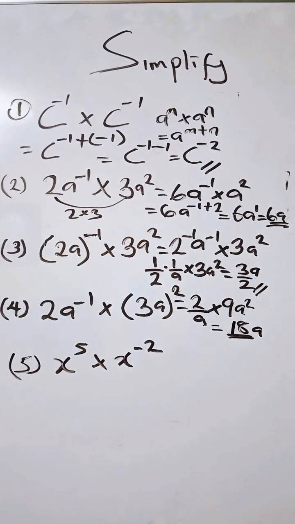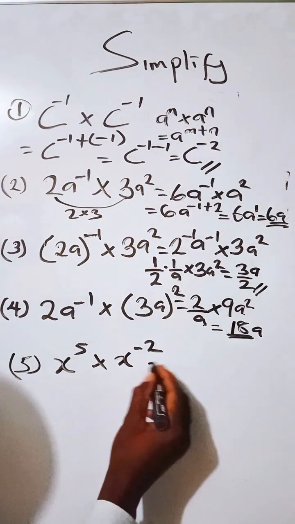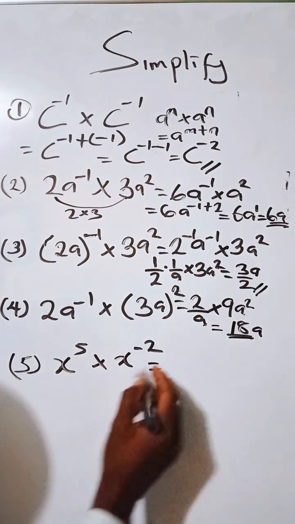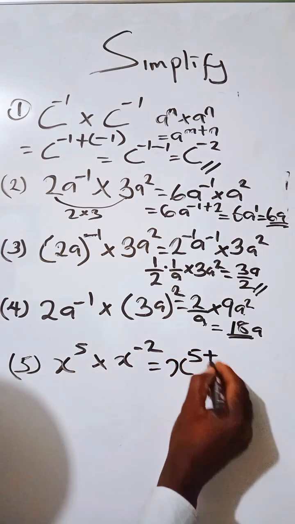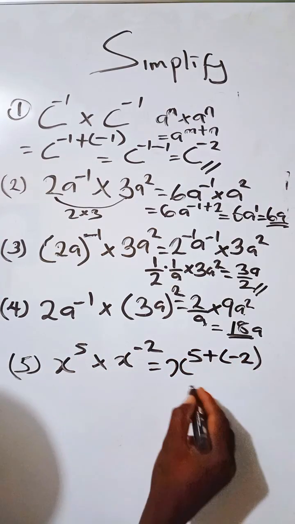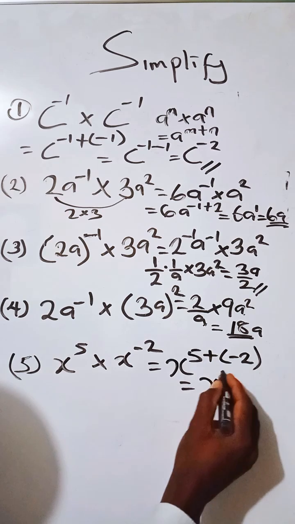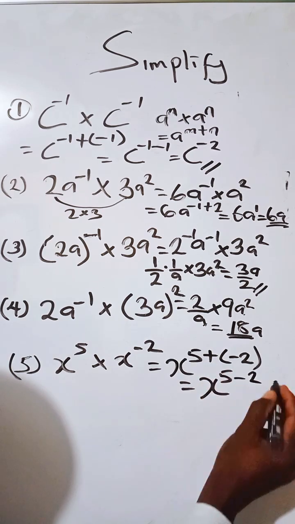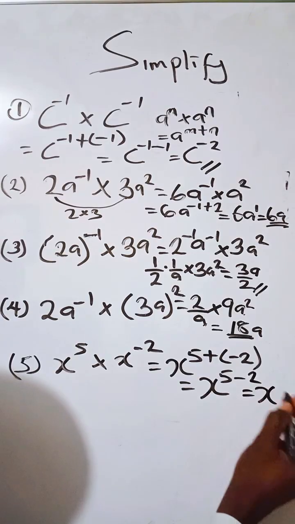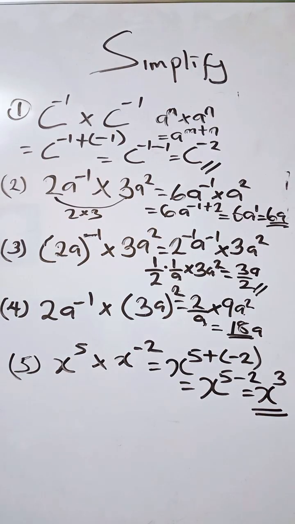For number 5, we cut one out of the base and add up the power, so we have 5 plus minus 2. So we have x raised to the power 5 plus minus 2, which gives x raised to the power 3. Thank you very much.